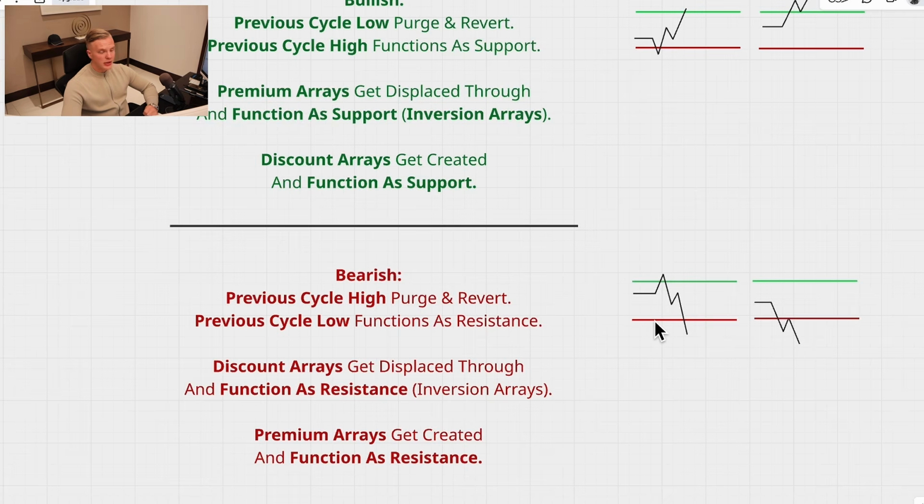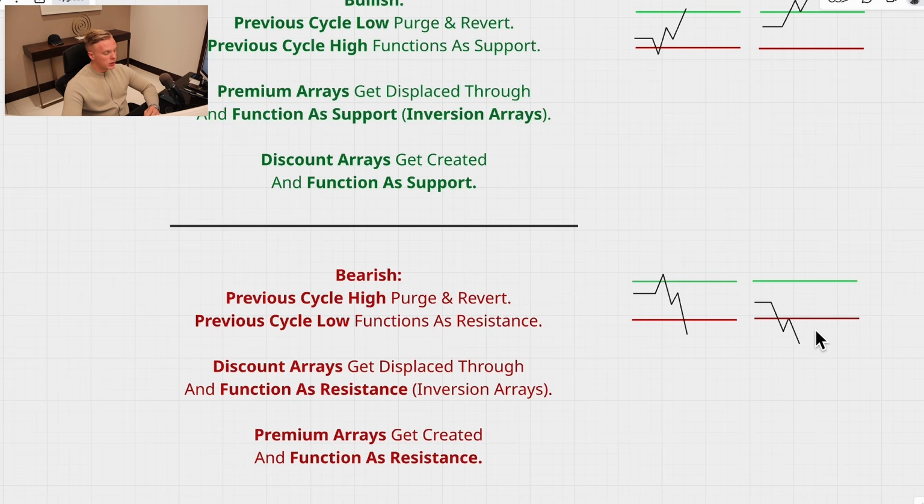When we eventually take out the previous cycle low, what we must see is that the previous cycle low will function as resistance on price in order for the order flow to remain bearish. So as a new time cycle opens up and drops below that previous cycle low, we'll be looking for a retracement higher to occur. And as that retracement higher occurs, we must see that previous cycle low function as resistance on price in order for the order flow to remain bearish.